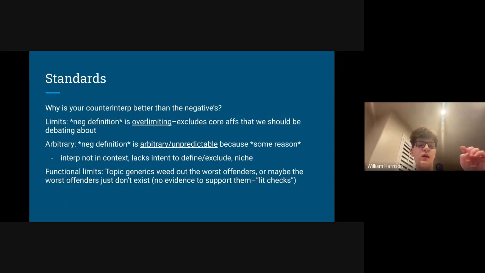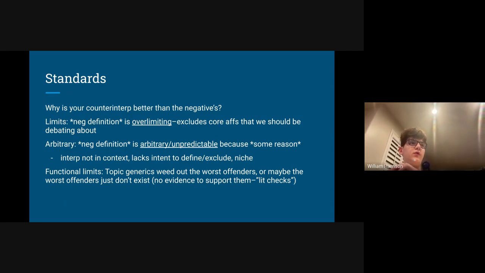So this is the 2AC standards page, something it might look like. This is answering why your counterinterp is better than the negative's interp. So limits, you'll say that the neg definition is over-limiting. Almost always you will say it's over-limiting. Sometimes it's both over-limiting and under-limiting. But because it is over-limiting, because it excludes your AF, you are expanding at least one part of its limits if you want to include your AF. So they will almost always be over-limiting.